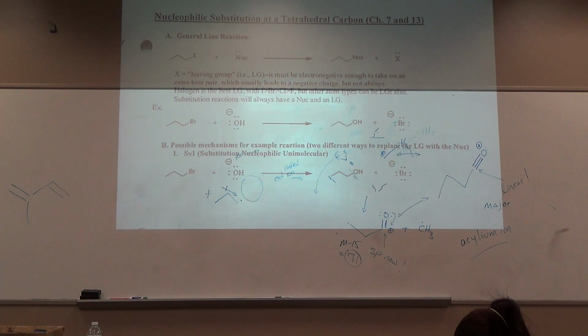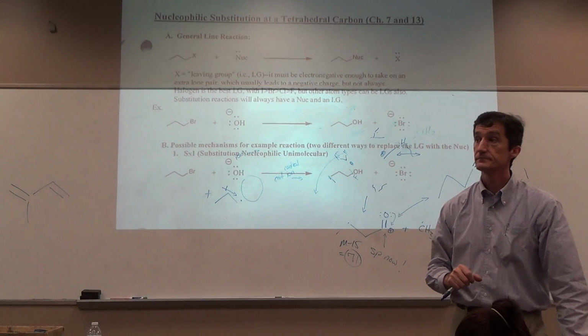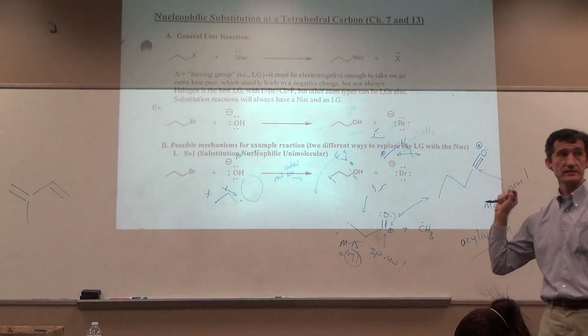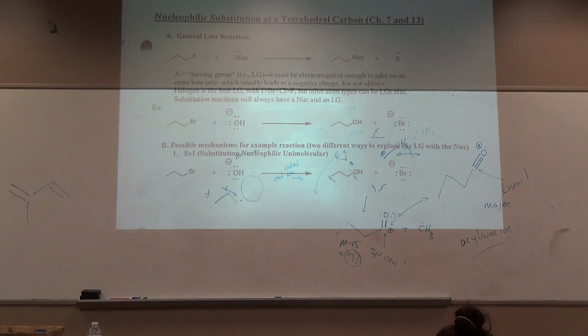What type of carbon is this chemistry going to take place at? Tetrahedral carbon. That means it's what hybridization? Yeah, this chemistry takes place at sp3 carbons. Does it say trigonal planar carbon? No, it doesn't. Don't do this chemistry at trigonal planar carbon. Tetrahedral.